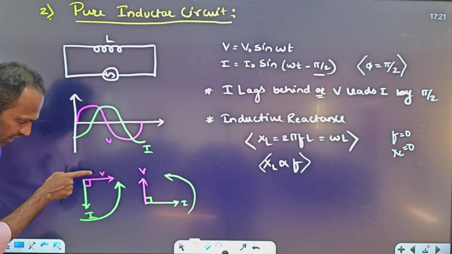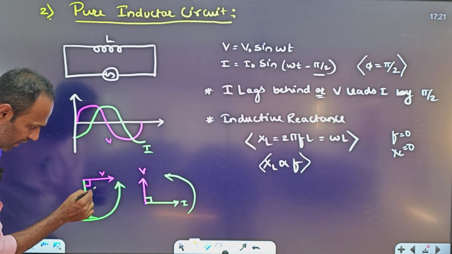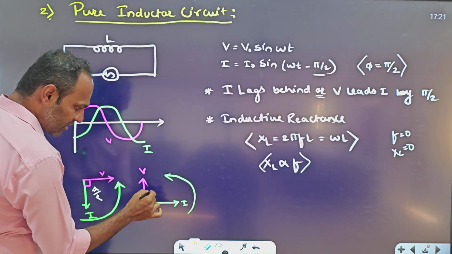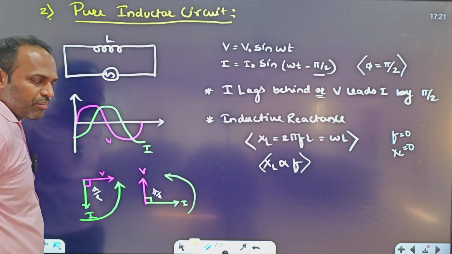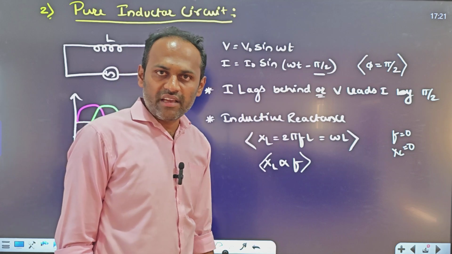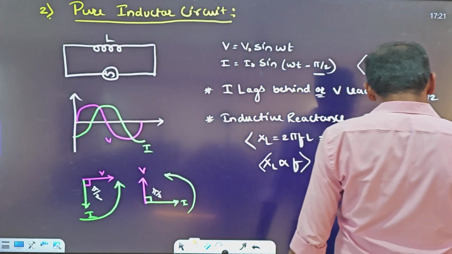If you look in this direction, voltage is ahead of current. How much angle is it ahead? 90 degrees it is ahead. Here also, if you see in the anti-clockwise direction, voltage is ahead of current by pi by 2, right? That's why we say the phase difference is pi by 2 and voltage is leading current, right? That's all about the pure inductor circuit.